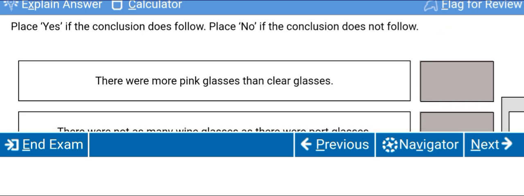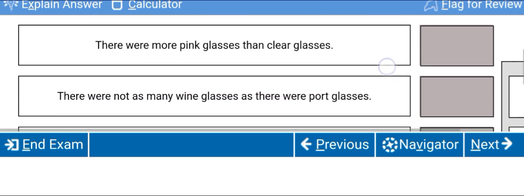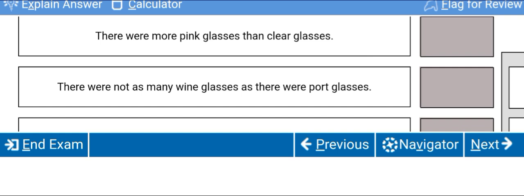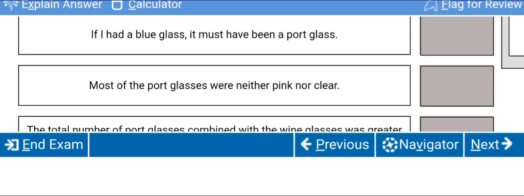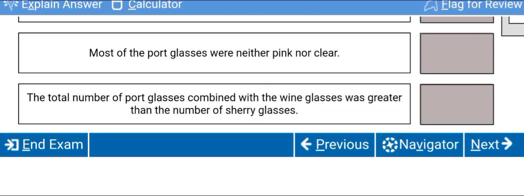There were more pink glasses than clear glasses. There were not as many wine glasses as there were port glasses. If I had a blue glass, it must have been a port glass. Most of the port glasses were neither pink nor clear. The total number of port glasses combined with the wine glasses was greater than the number of sherry glasses.